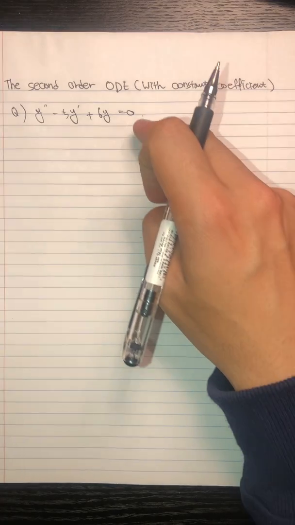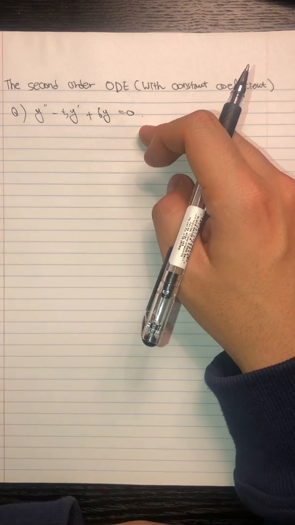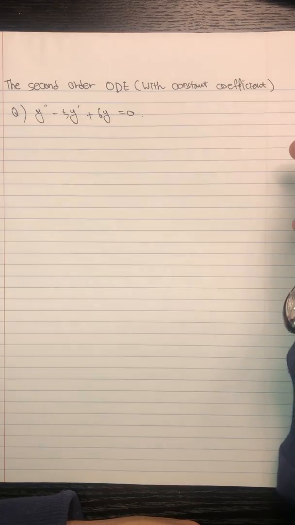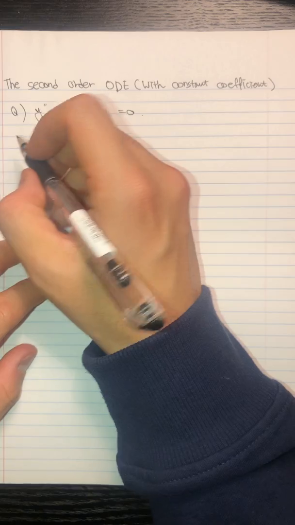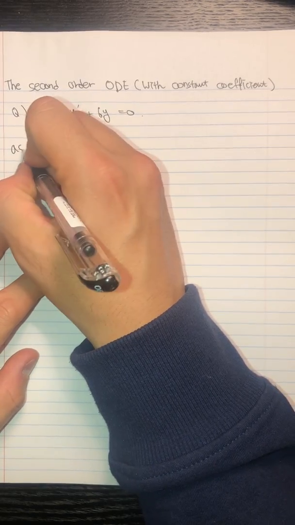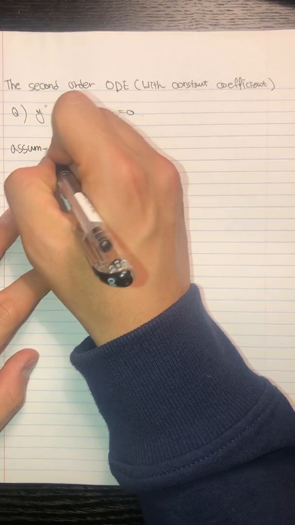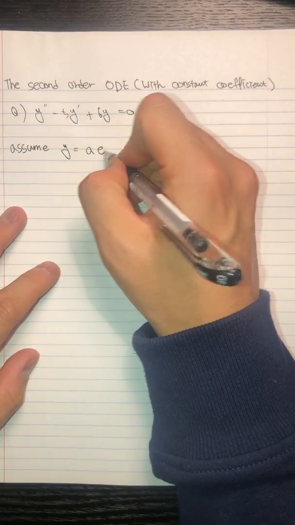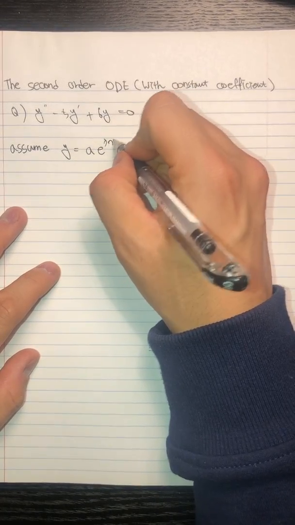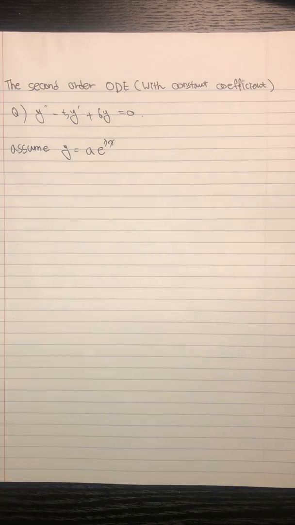So here's my question: y double dot minus y dot plus 6y equal to 0. So to solve this equation, we can assume the solution: y equal to a exponential lambda x, right?